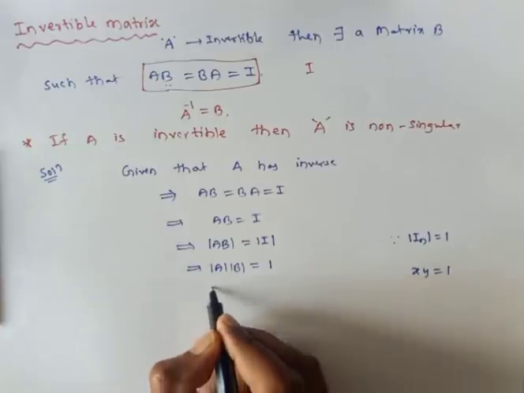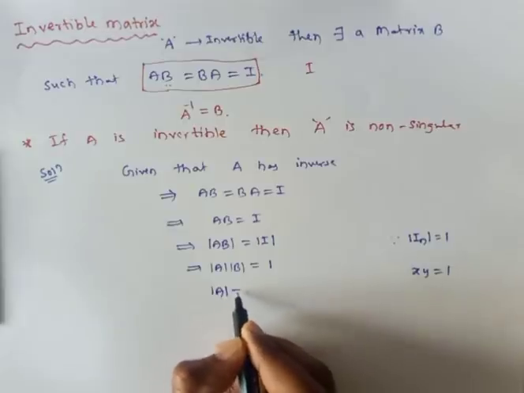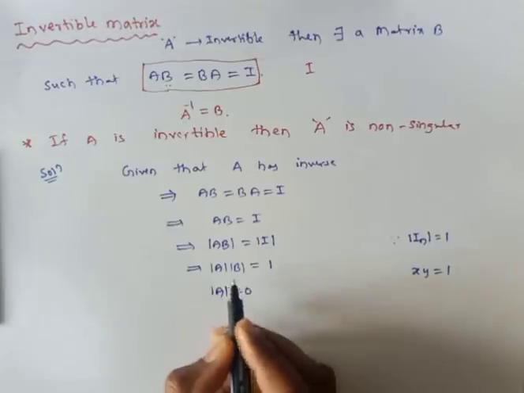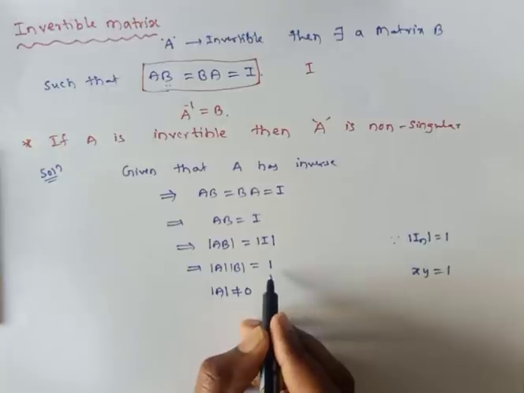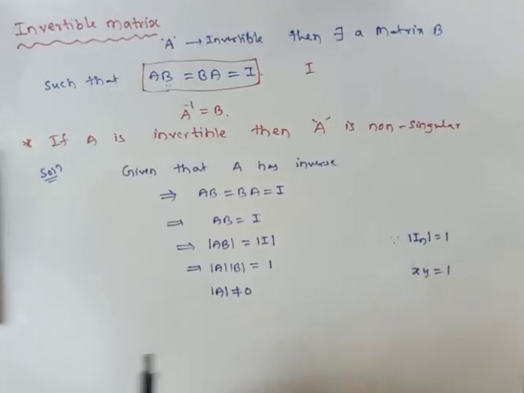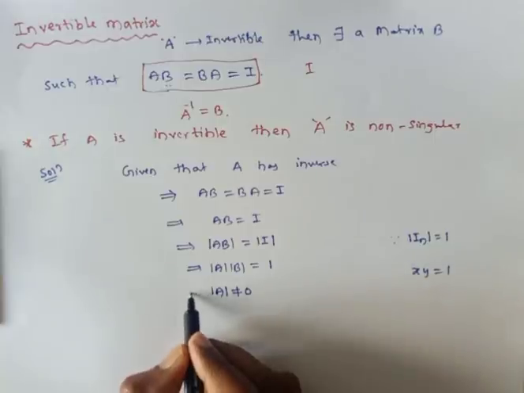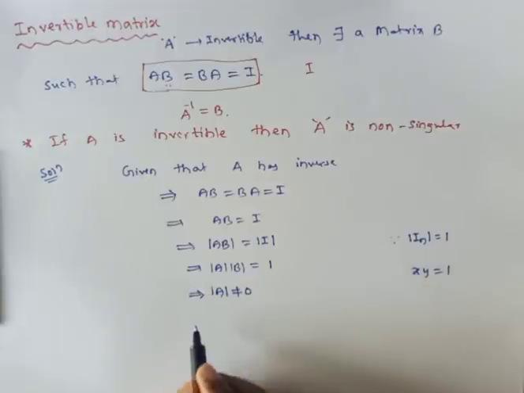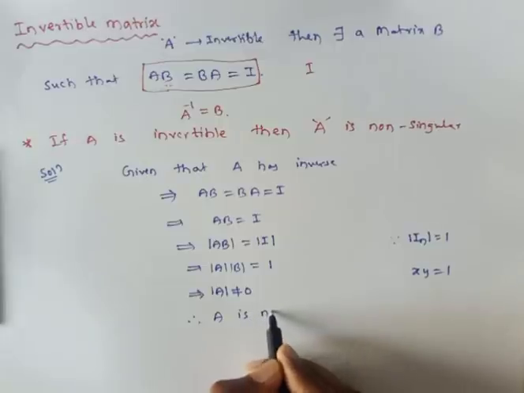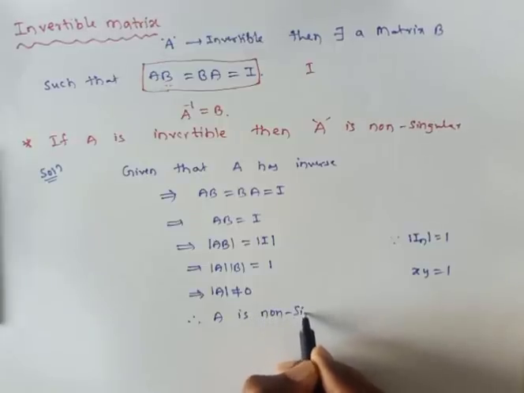So in the same way, here we can conclude that the determinant of A is never 0. The product of these two numbers is 1, which means the determinant of A is never 0. So the determinant of a square matrix is non-zero. Therefore, we say that the matrix is a non-singular matrix.